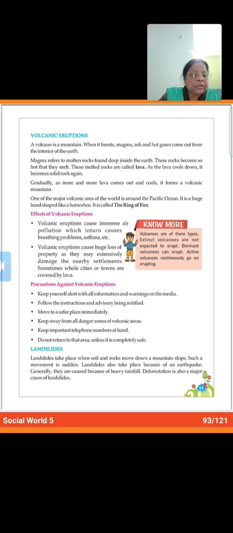One of the major volcanic areas of the world is around the Pacific Ocean. It is a huge band shaped like a horseshoe. It is called the Ring of Fire. Okay. Volcanic eruption means a volcano erupts.